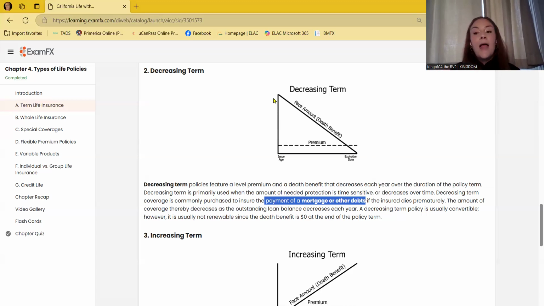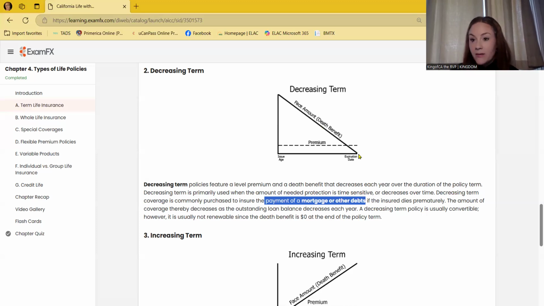Now, every month we pay our mortgage, right? It chips away at what is owed every time we pay. So in theory, that amount of the house is decreasing. The amount that we owe should be going down the more payments we make. This is why decreasing term is decreasing. Every year it gets closer and closer to zero.